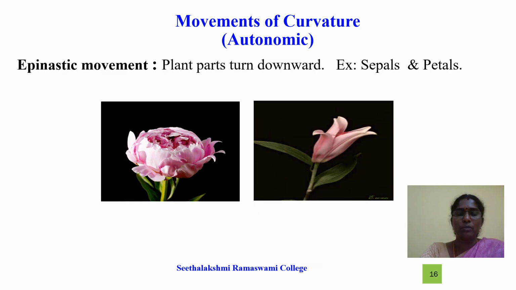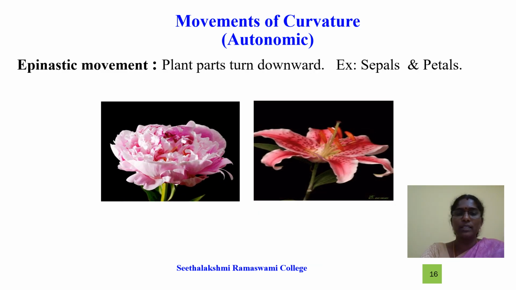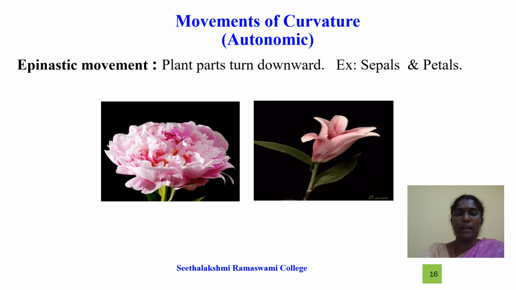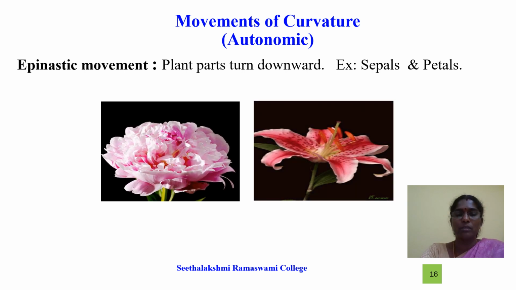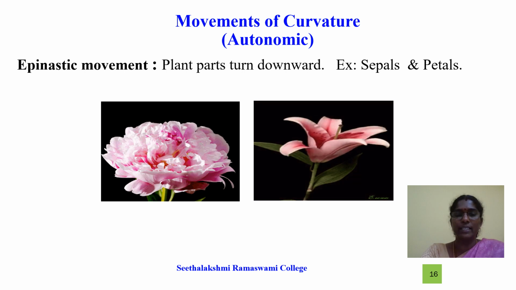This is the epinastic movement. The overgrowth occurs in sepals and petals. What happens? The petals and sepals move downward, bending in a downward direction. An example is the opening of flowers.